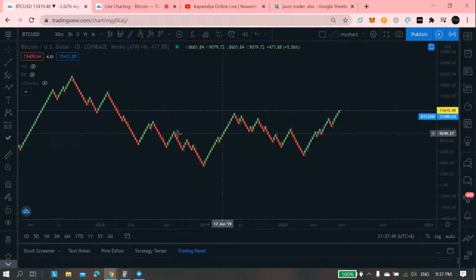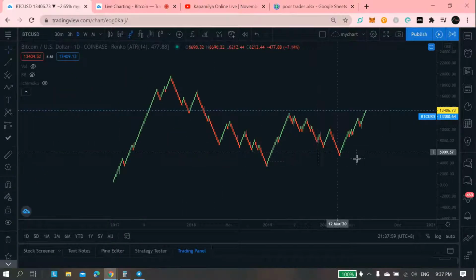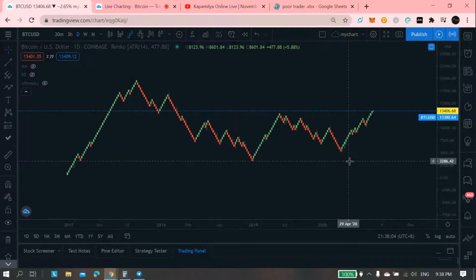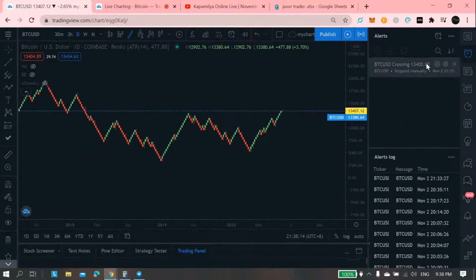And the target of that is around the 13,800 levels. So that's how I use it. Normally for a free subscription like us, we just have one alert. So since BTC is the majority of my trades, I maximize the use of it.